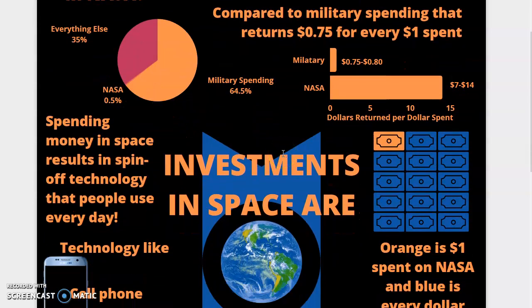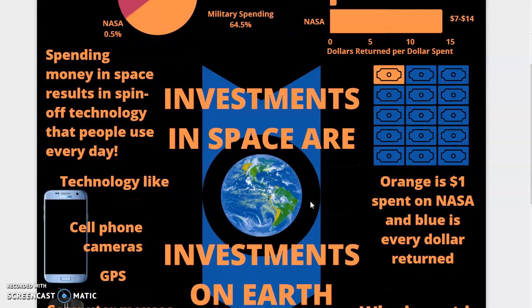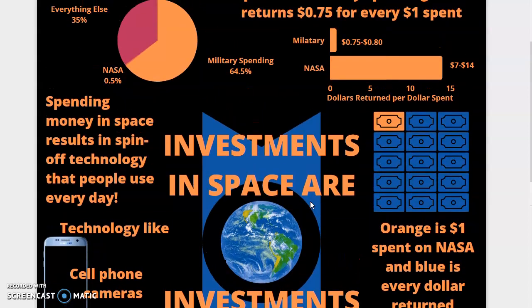I chose blue to be the primary color because it's the color of the Earth, and we wanted to emphasize that this is about Earth. I also followed the 60-30-10 rule, with 60% of the color on the infographic being orange, 30% being blue, and 10% being red.